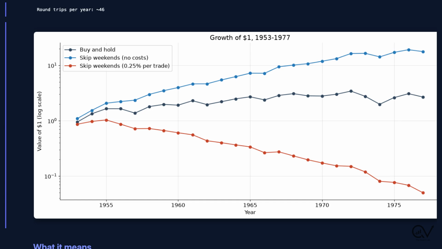But the strategy trades about 100 times a year, 2 trades every weekend, and at 0.25% each, that is a 25% drag annually. The red line is the result. It collapses below buy and hold in every single year of the sample. A statistically overwhelming anomaly with a t-statistic past 6 that is completely untradeable once you pay the spread.